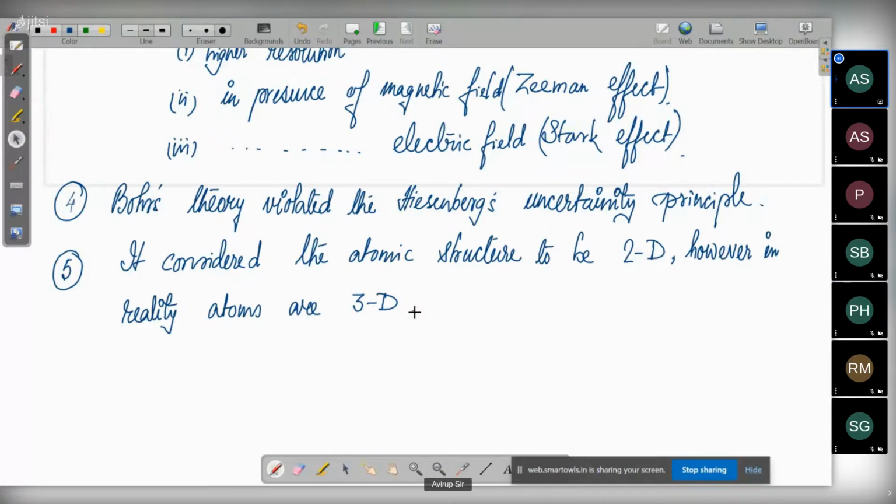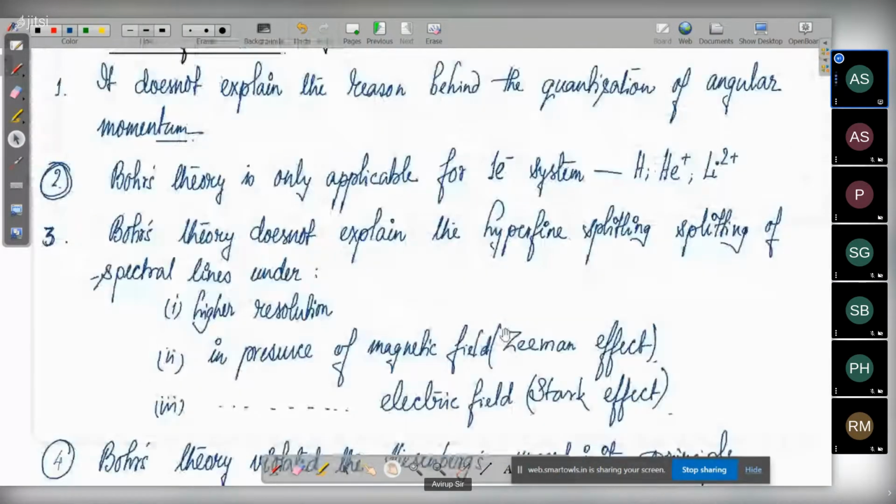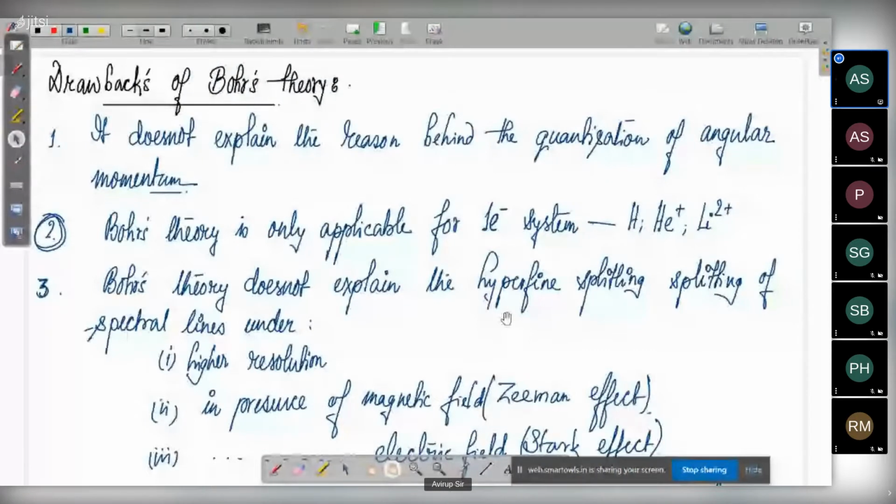Please let me know. Yes, sir. Yes, sir. Okay, so these are Bohr's theory's drawbacks. This is often asked sometimes as a theory question, so please prepare them. And yes, so that's about our Bohr's theory.